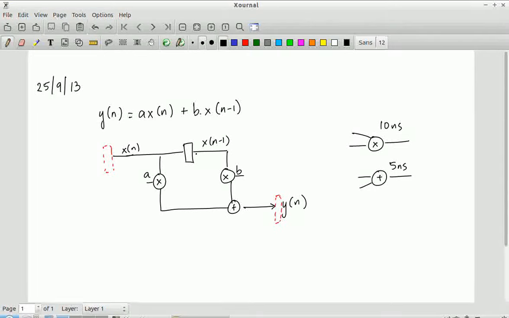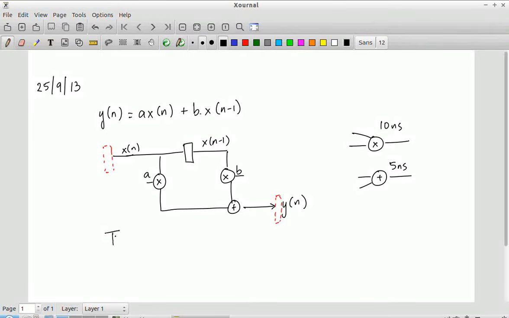From input to register, there is essentially no combinational logic, right? Input to output, there is one combinational path, which in this case passes through one multiplier and one adder. And from a register to output, that is from the x of n minus 1 register, through the multiplier B, through the adder to the output, is also another combinational path. I'm assuming that T to Q, T setup, etc. are all 0.